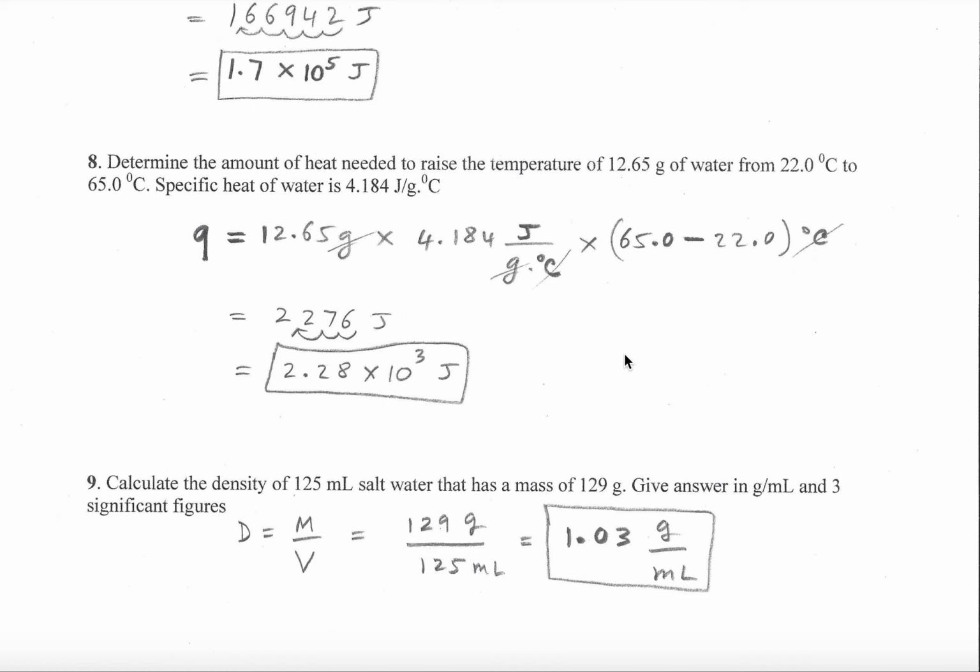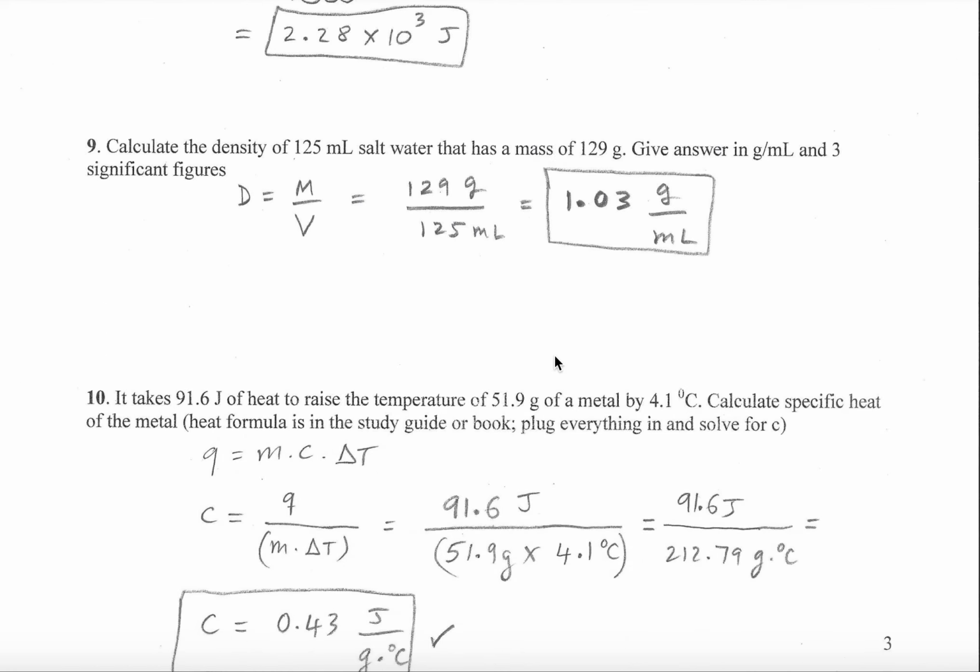You should get 2276. Write that in scientific notation. So you got 10 to the 3, and you round it up. The 7 becomes the 8 because that's a 6, that's 5 or more. Okay? So when you're not sure how to express with the correct significant figures, convert the number to scientific notation. That makes it a lot easier.